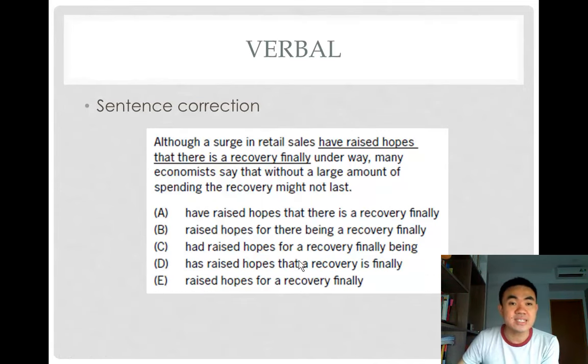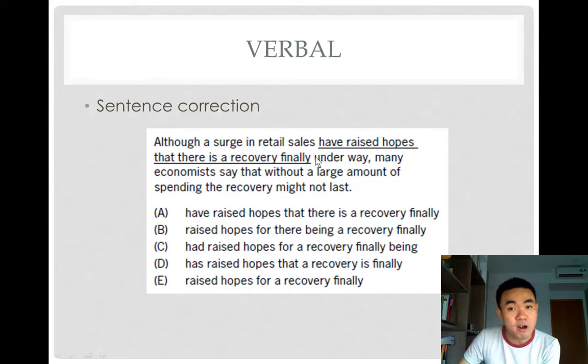The second type of question in the verbal part is the sentence correction questions, which are more grammar-testing questions, in which you are given one sentence for each question, like this, and one part of the sentence, or even the entire sentence, is underlined.